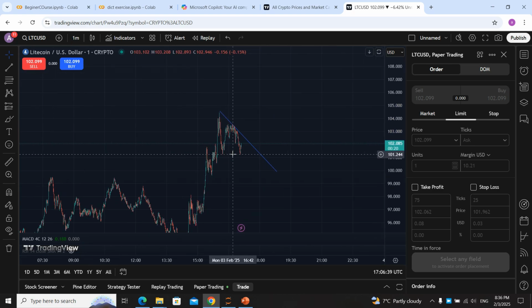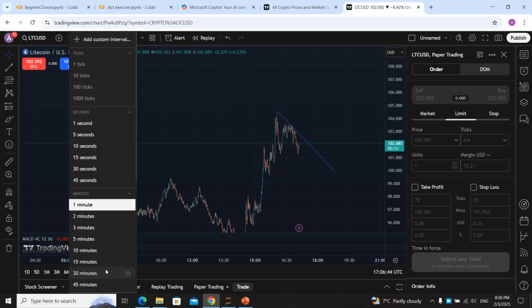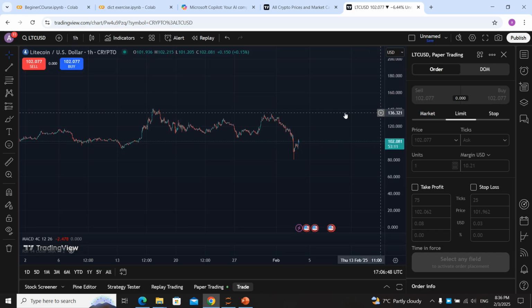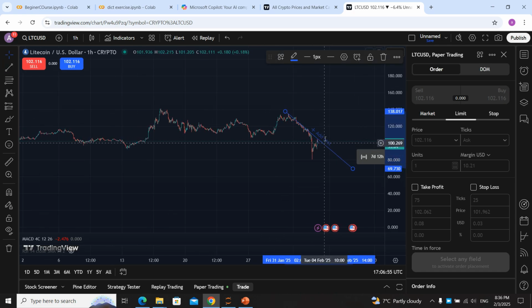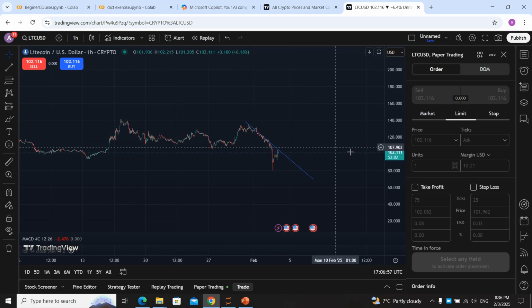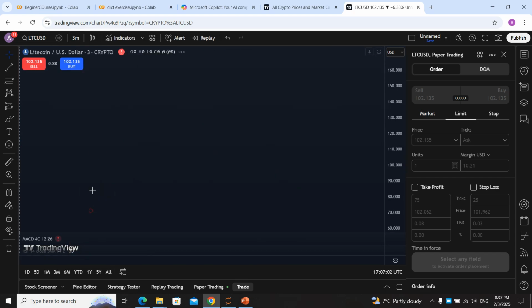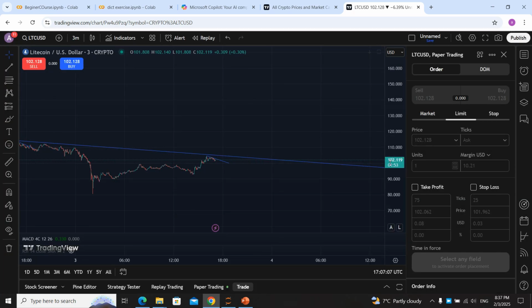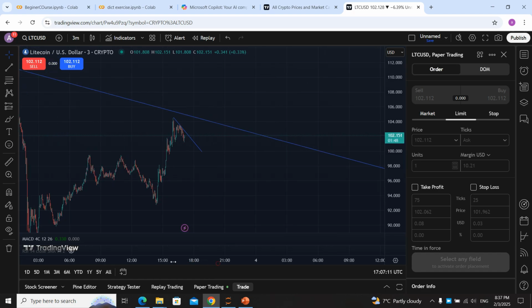Let's see. I think let's make the timeline 1 hour, reduce the size. You see we are in a good mood for selling and I'm going to do this. Okay, we are going to sell our stocks. Open a sell. Okay, let's go and try to open a sell.